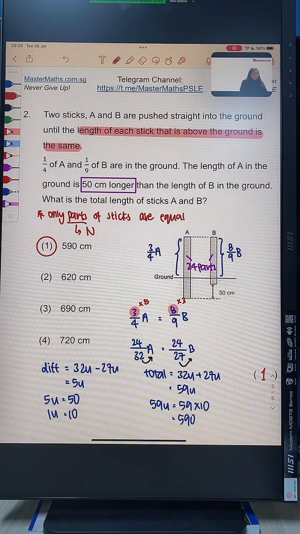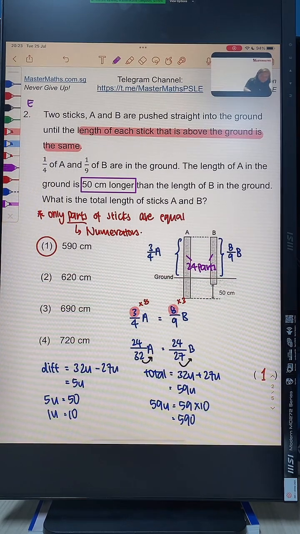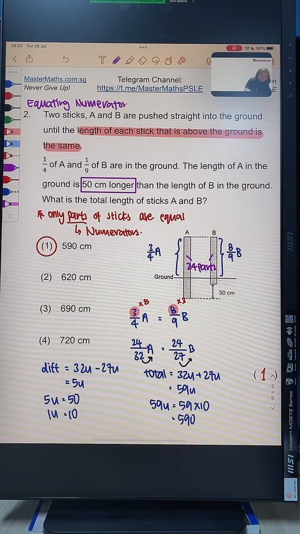Alright, so remember here, because only parts of the sticks are equal and parts refer to the numerator, we make the numerators the same. Because the total length of the sticks are not the same, we don't make the denominators the same. Clear? So this question is testing you on equating numerators. I'm going to write it at the top. Equating numerators. Okay, do we understand?